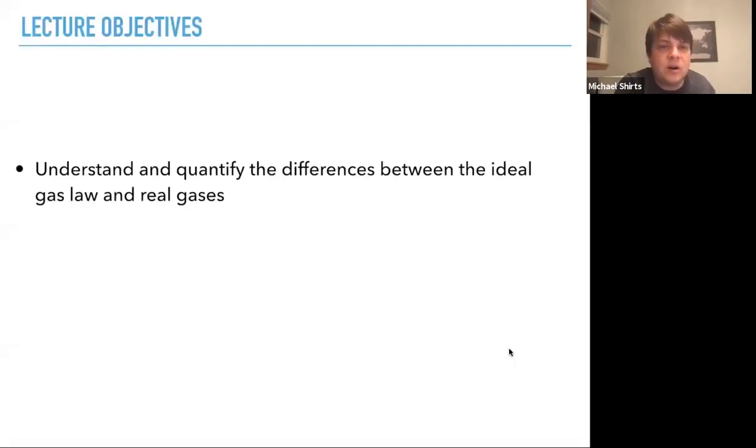If you take a later chemical engineering class in mass and energy balances, then you'll dive into several different ways to compensate for these things. If you're dealing with supercritical fluids, then obviously the ideal gas law breaks down. But we're going to start with the basics here. As the lecture objectives say, we're going to understand and quantify the differences between the ideal gas law and real gases.